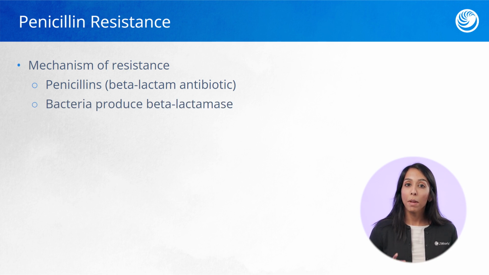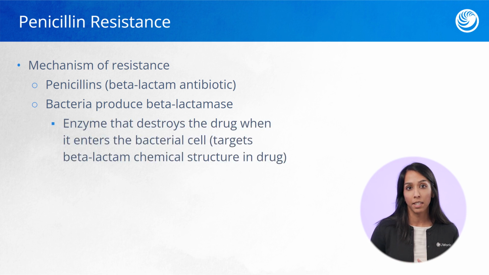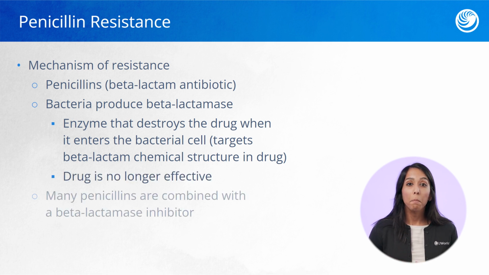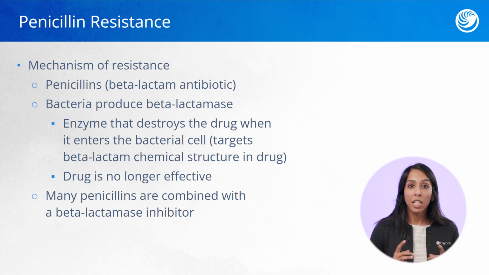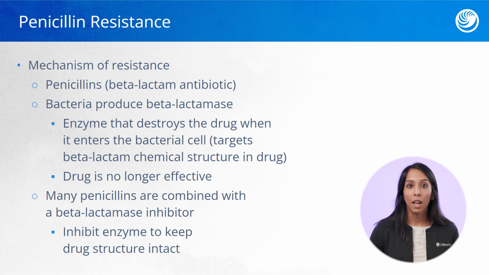Remember earlier, I mentioned that penicillins contain a beta-lactam ring in their chemical structure. Beta-lactamase is produced by the bacteria to break apart that beta-lactam ring before the penicillin can work. So essentially, the antibiotic is killed before it can kill the bacteria. Because of this, many penicillins are combined with beta-lactamase inhibitors, such as clavulanate and tazobactam. These will block that beta-lactamase enzyme, which allows the antibiotic to preserve its efficacy against the bacteria.